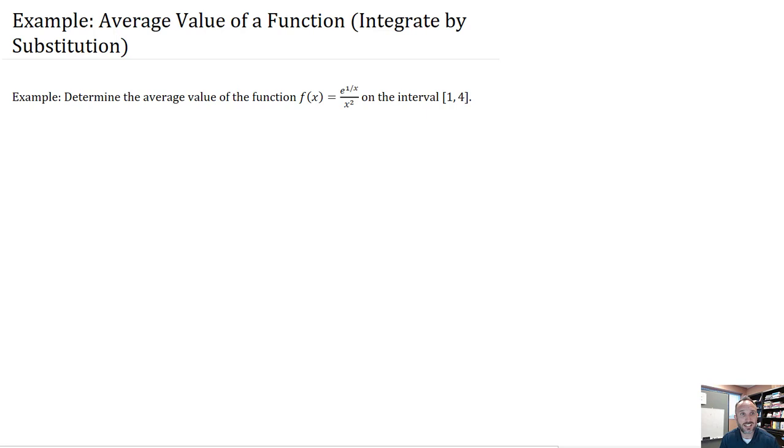And the key to this particular video, I wanted to make sure before you clicked on it, you knew that the integral that we're going to have to do involves substitution. Okay, so that's kind of a spoiler alert, but here we go. We need the average value of this function, which we're not worried about graphing. We just want the average value.